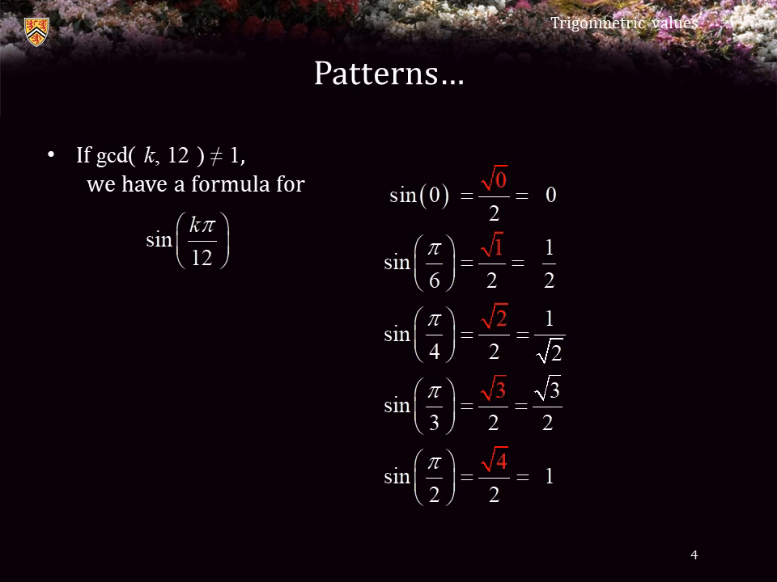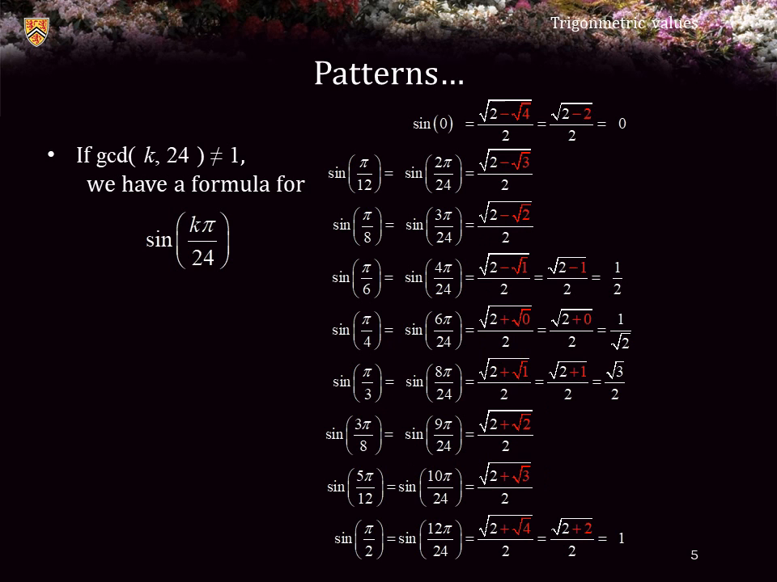If the GCD of k and 12 is not equal to 1, then there's actually a very simple formula for sine of k pi over 12. Specifically, it's square root of 0 over 2, square root of 1 over 2, square root of 2 over 2, square root of 3 over 2, square root of 4 over 2. It's that simple. Now, these then simplify to the expressions that you're more familiar with in secondary school. But if you remember the first pattern, then you can quickly deduce the numbers in the rightmost column.